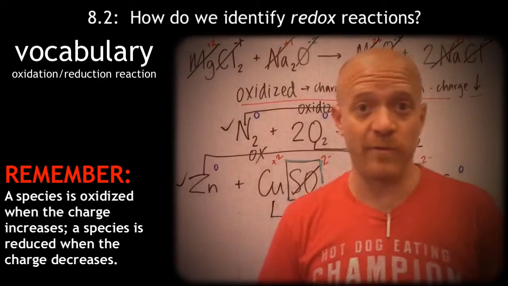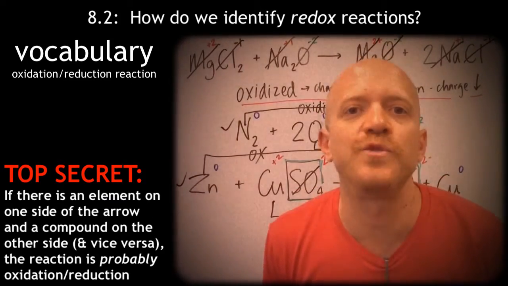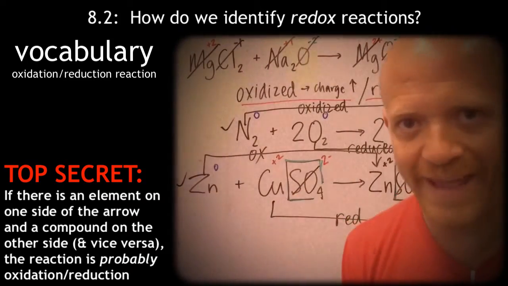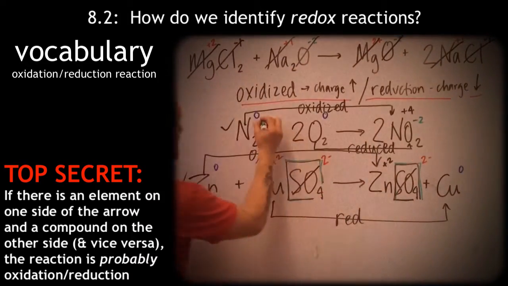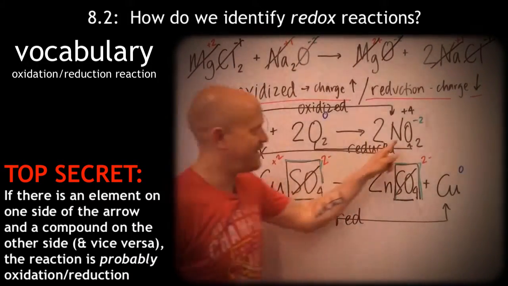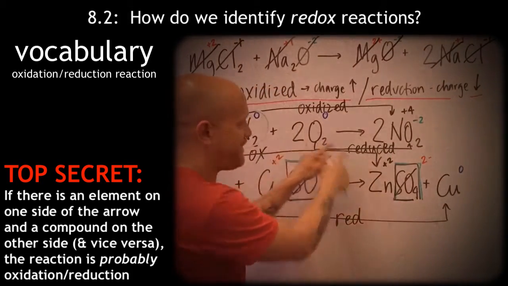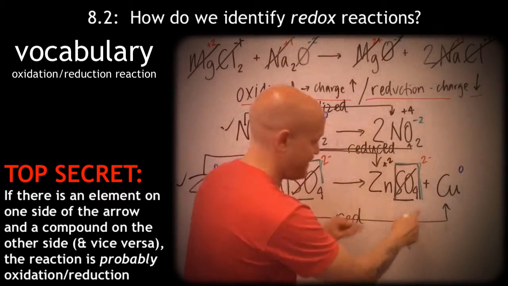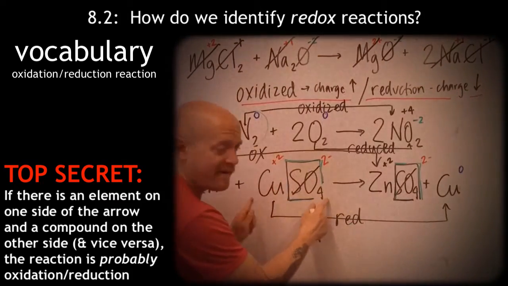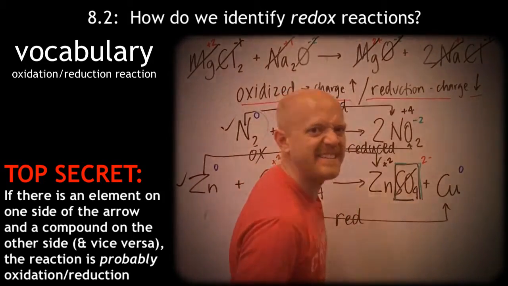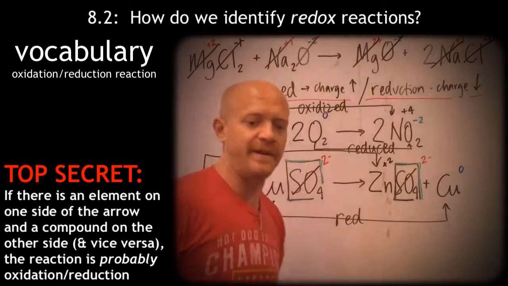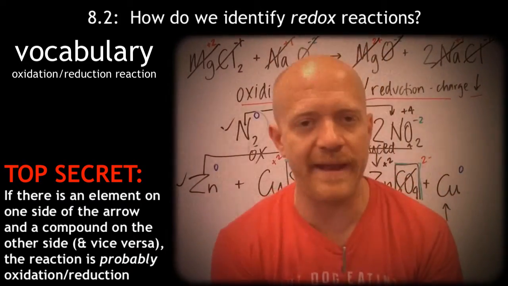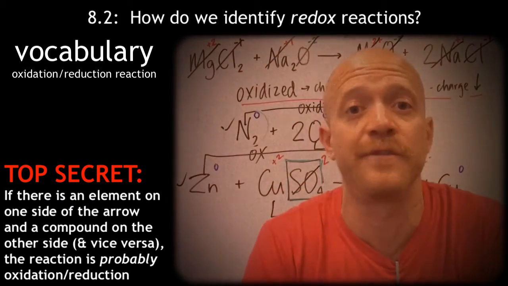Now, that seems like a lot of work, doesn't it? Let me show you a shortcut. Element, compound. Element, compound. This is a single replacement reaction. If you have something that's an element here, and it's a compound over here, and then there's something that's a compound here, but it's an element over here, that's an oxidation-reduction reaction. That's your shortcut. But it's never a bad idea to verify because you never know when the Regents is going to throw a tricky one in there.